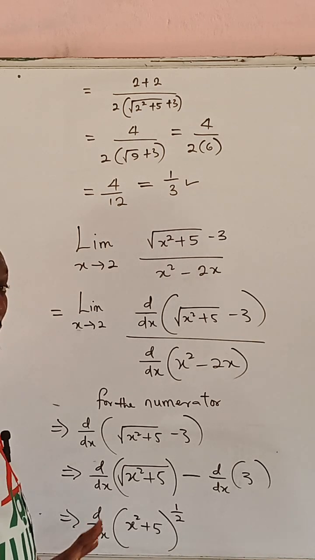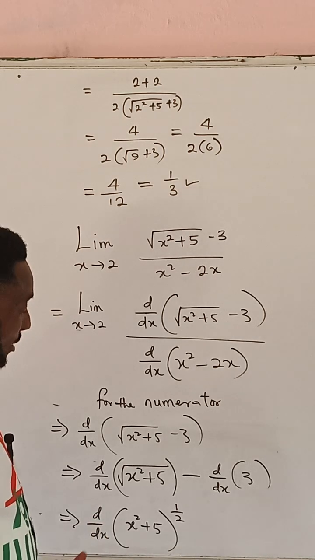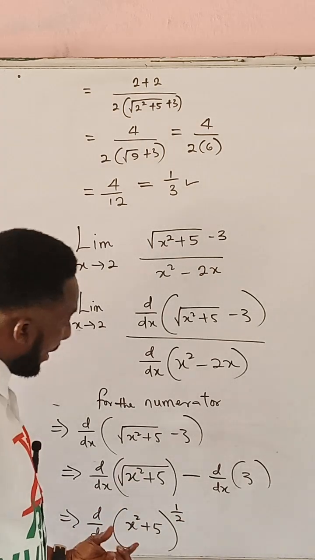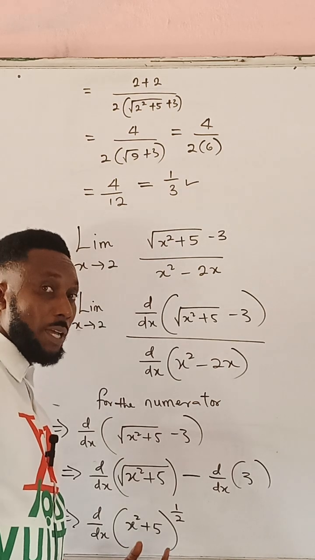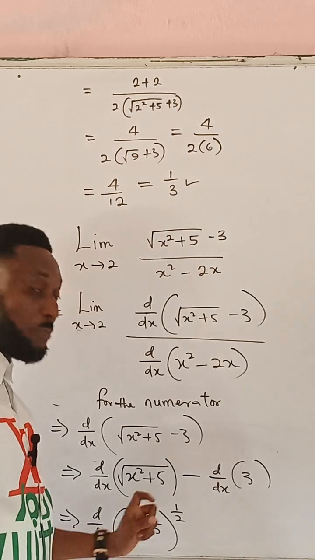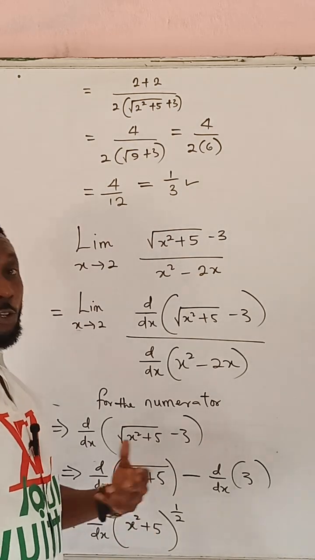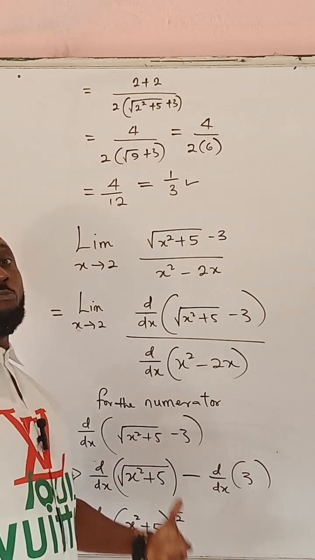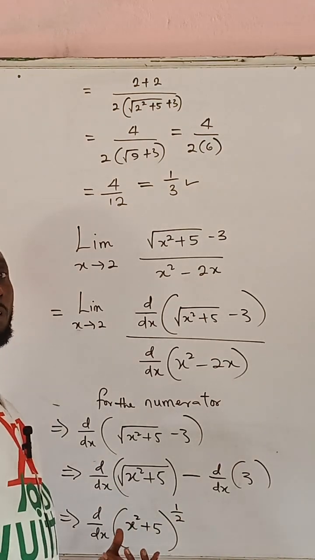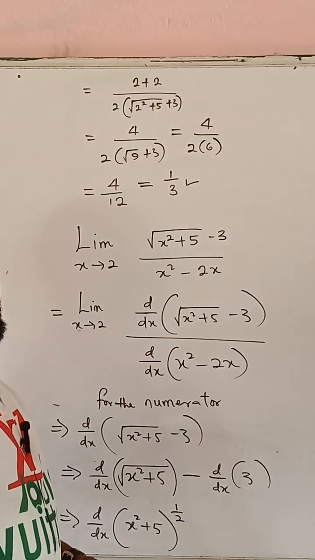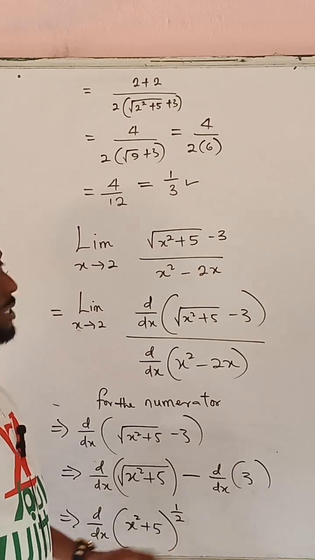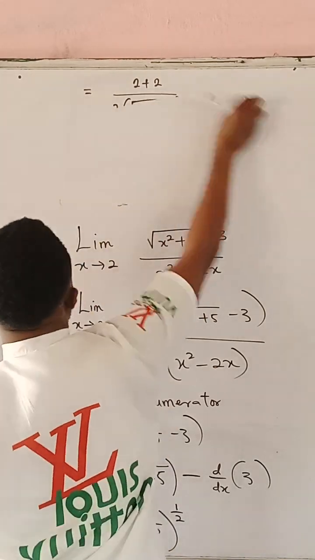Now, d by dx here is a differential operator, like I said. So if it acts on this function, it differentiates it. And again, this is not a regular algebraic function. This is a chain function, s squared plus 5 all raised to the power of half. Normally, what we do here is to use a method we call chain rule, where we need to substitute and differentiate. But now I'm going to do this directly. That's not rocket science.